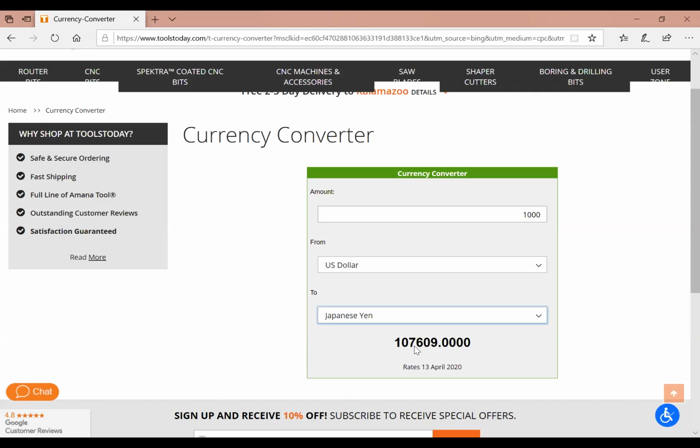107,609 yen. What's great about these websites is that they're pretty close to the exact exchange rate at this given point in time. We could check back on this a little later and see how that has converted. A lot of what we're going to look at is, let me share, new share, go back to our PowerPoint.